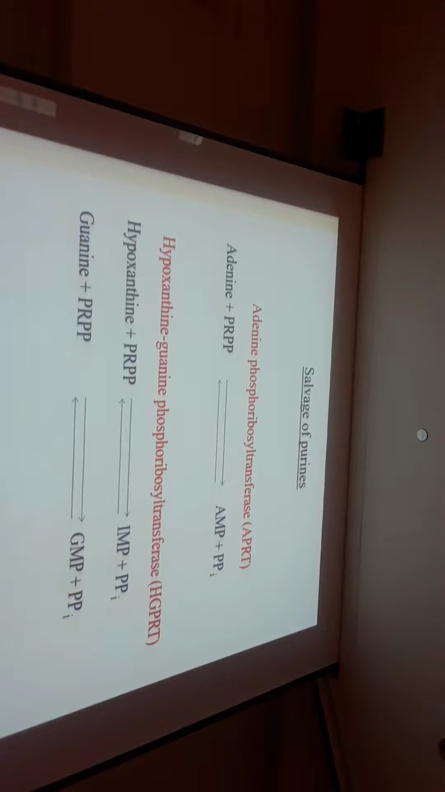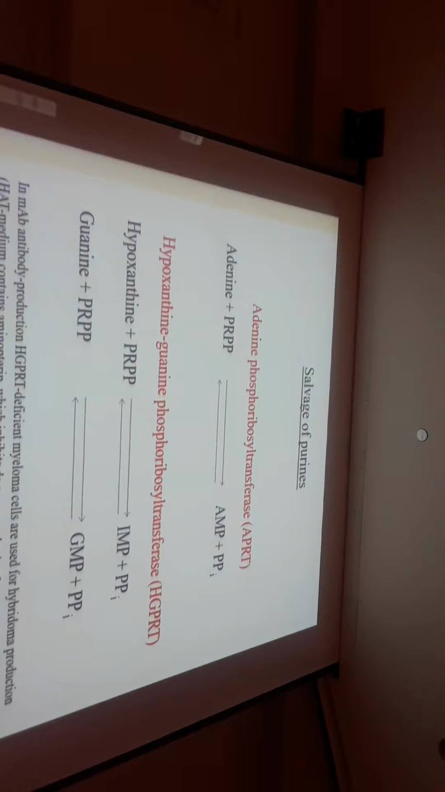Now, these enzymes obviously are of great importance for physiological systems, okay, so for us humans, for example, but in particular this second enzyme, hypoxanthine guanine phosphoribosyl transferase, has also found very important applications in, let's say, biotechnology, because it is important in the production of monoclonal antibodies.